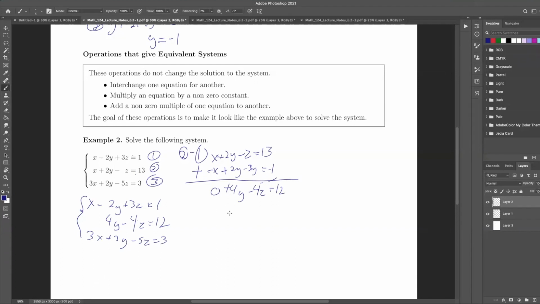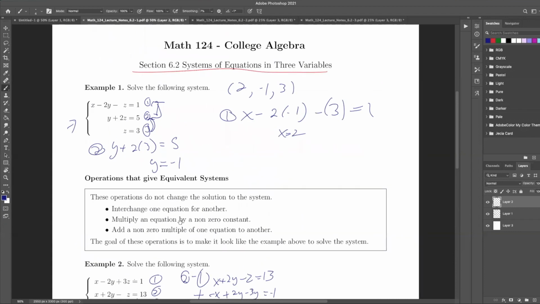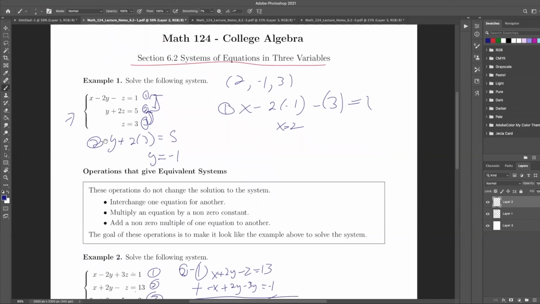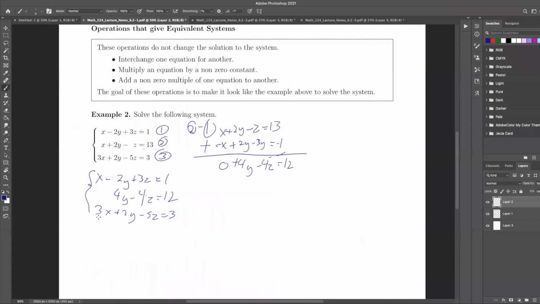All right, so now I want to get rid of this 3x, because I want this to look like this. Here I'm going to remove this x, and then I'll remove this y. Basically those are the steps you do. So I'm going to take row 3 and add to it a minus 3 times equation 1. So row 3 is 3x plus 2y minus 5z equals 3.